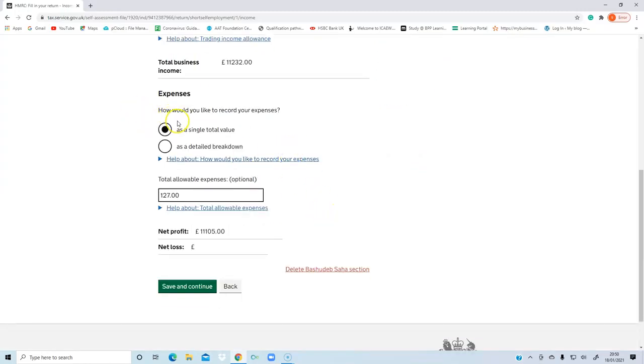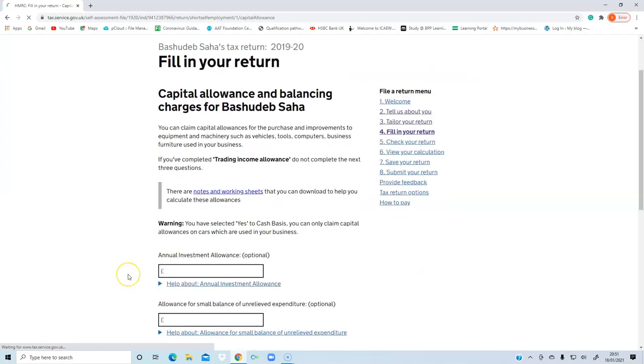Then on the expense section, we have two options. One is a single total value, and the other is a breakdown. You can write every single expense breakdown, or you can write the total expense as a total figure. So the total allowable expense for me, as an example, is 127. So 11,232 minus 127 gives me the net profit of 11,105, and my tax will be calculated on that amount. Then we go to the next page, save and continue.